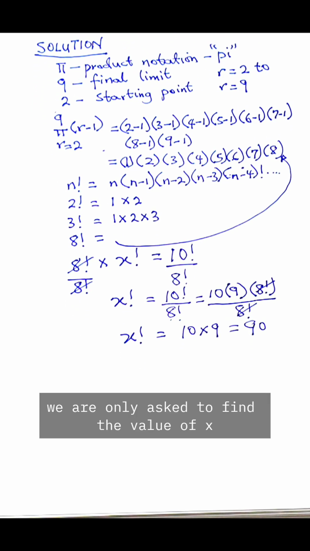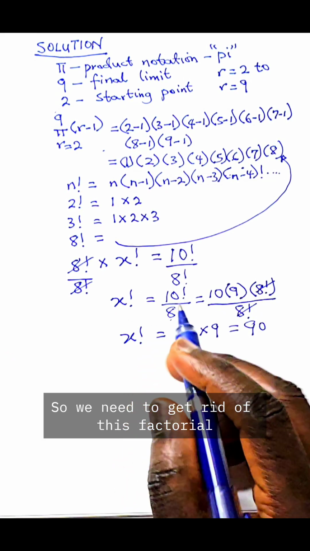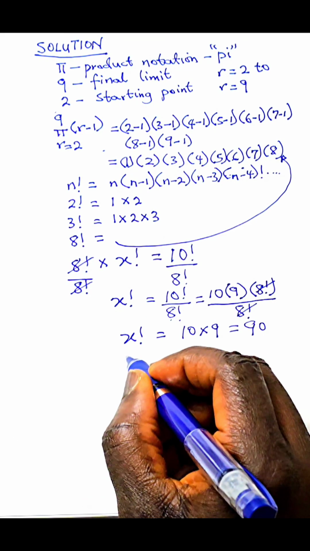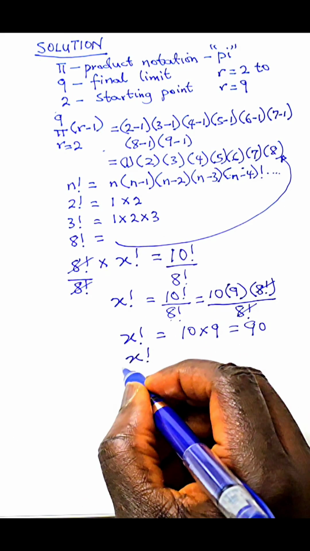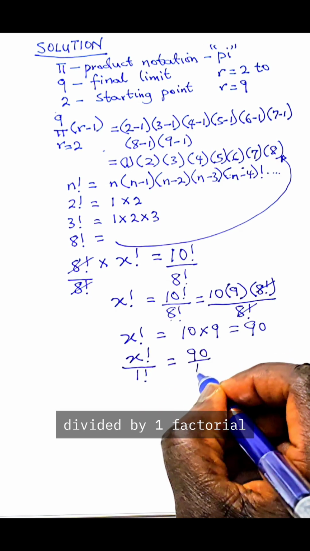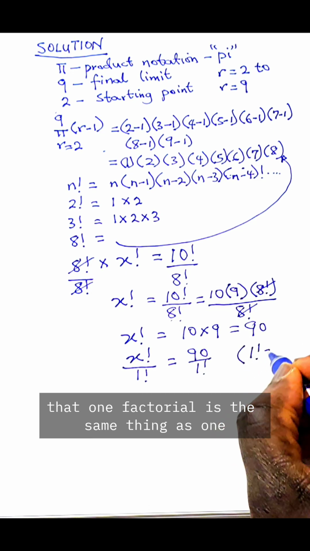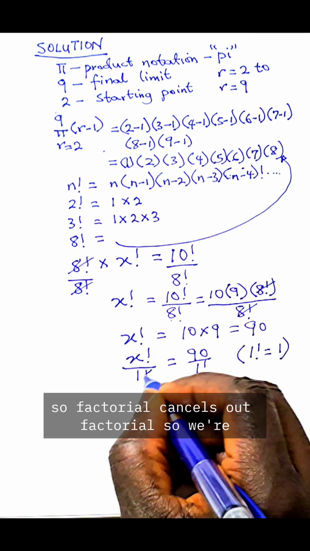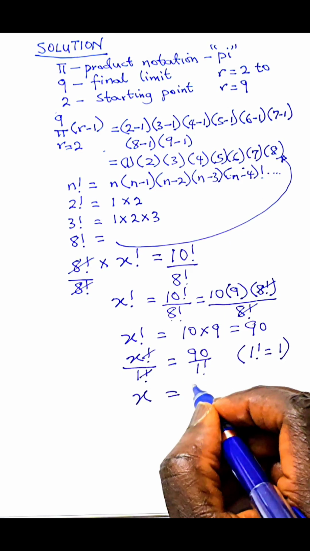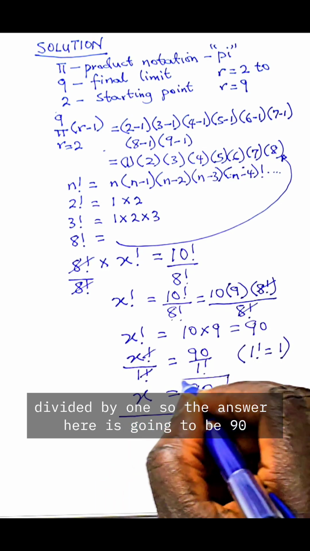But don't forget, we are only asked to find the value of x. So we need to get rid of this factorial. What do we do? Divide both sides by 1 factorial. If we do that, we have x factorial over 1 factorial equals 90 divided by 1 factorial. And don't forget that 1 factorial is the same thing as 1. So factorial cancels out factorial, and we're going to have x equals 90 divided by 1. So the answer here is going to be 90.